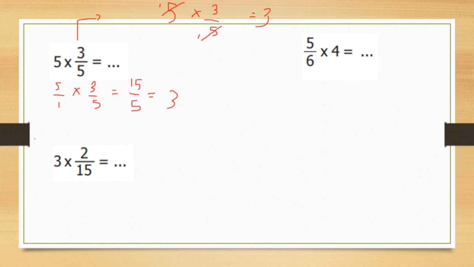Okay, now how about this question? 3 times 2 out of 5. You may use the cancellation method between 3 and 15, so you divide both by 3. 3 divided by 3 equals 1. 15 divided by 3 equals 5. Then you multiply the top numbers. So 1 times 2 equals 2 out of 5.